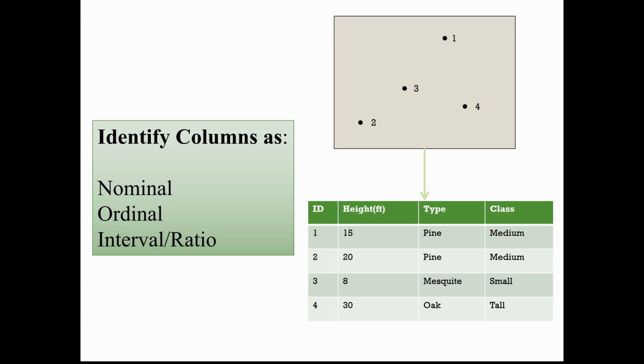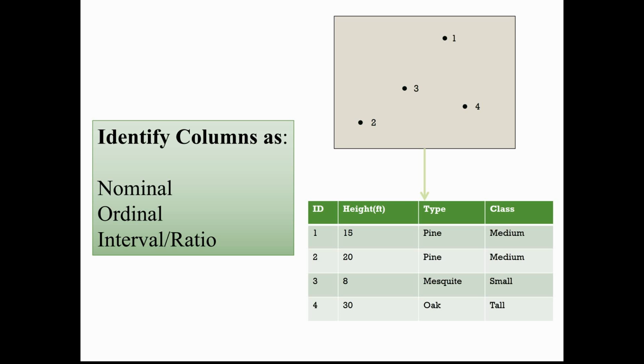Now let's look at type. The type attribute contains a description of the type of tree. Since these attributes do not use numbers, we can immediately remove interval and ratio from the list of possibilities. That leaves nominal and ordinal. We think about what type represents. It is a description of the type of tree, but the question becomes, is there any rank implied when we describe the type of tree? The answer is no. We cannot state that a pine tree is greater than or less than a mesquite tree. All we can compare is whether a pine tree is equal to or not equal to a mesquite tree. Therefore, the type attribute holds nominal attributes.